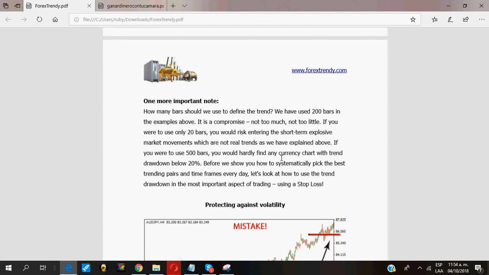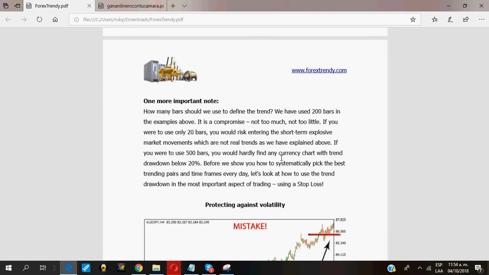Now let's begin. Before I begin, I want to make sure you understand this. How many bars should we use to define the trend? We have used 200 bars in the examples. It is a compromise: not too much, not too little. If you were to only use 20 bars, you will risk entering the short-term explosive market movements, which are not real trends as we have explained above. If you were to use 500 bars, you will hardly find any currency chart with trend drawdown below 20%.